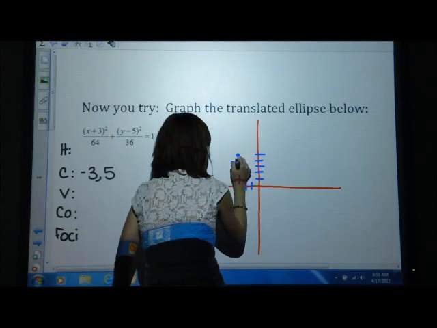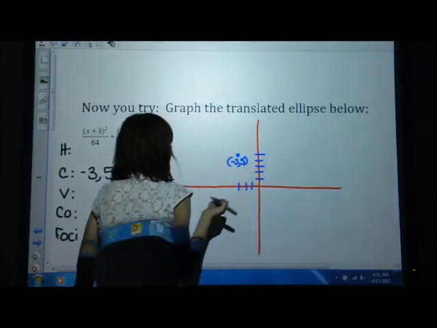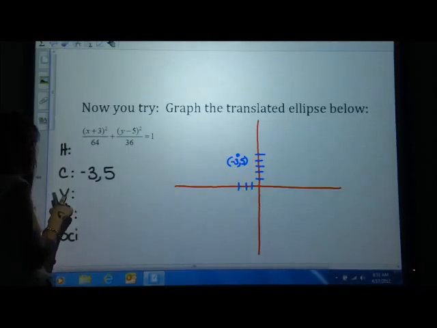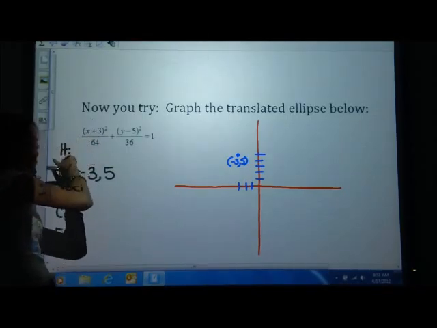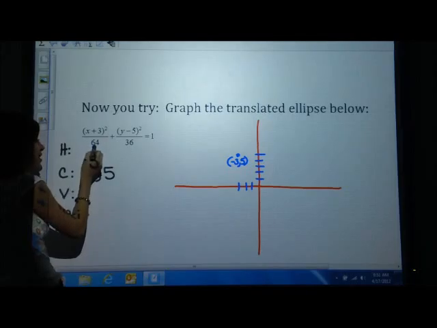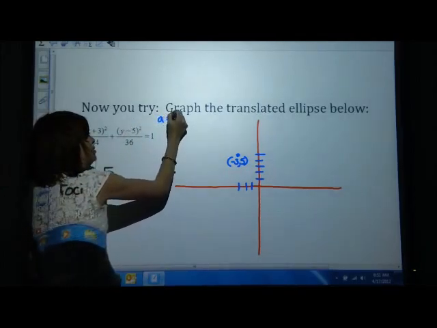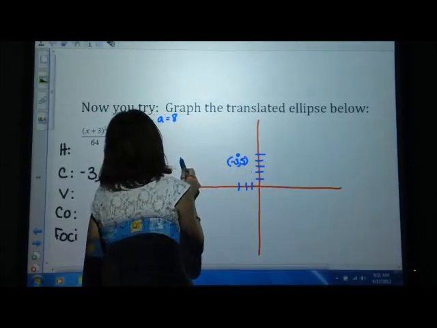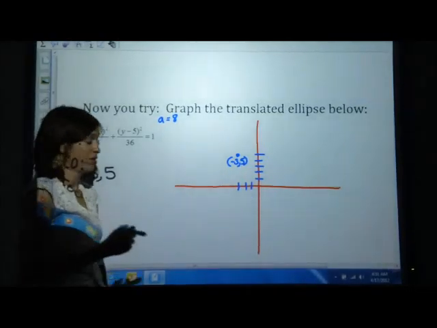Okay, so negative 3, 5. And then my vertices, I know, are going to be my A's. I'm going to go A away in each direction, and since A squared is 64, I know that my A is equal to 8. So I'm going to go 8 to the right and 8 to the left because it's horizontal.